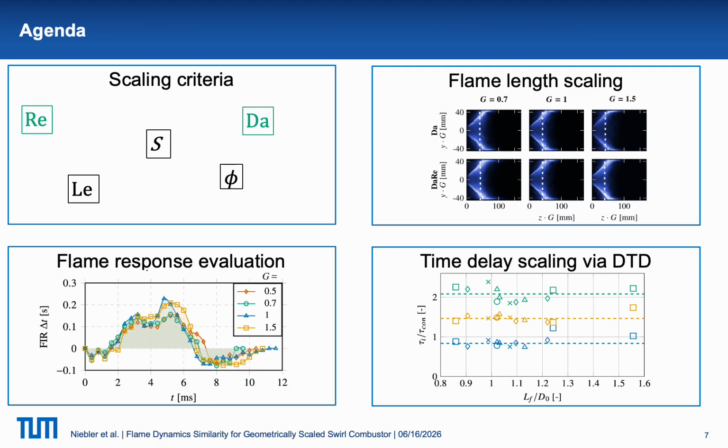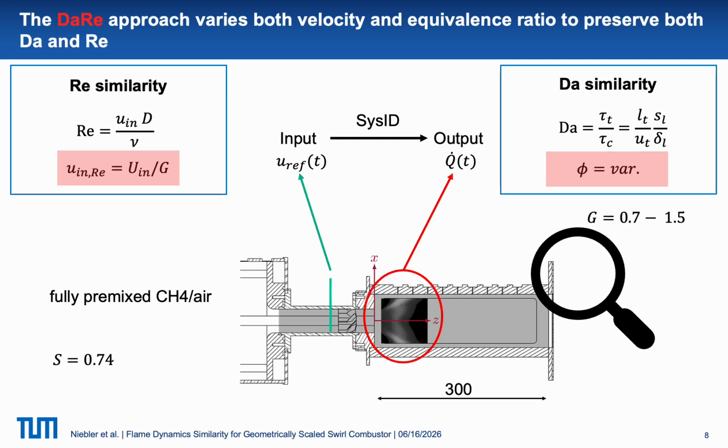Just keep the Damköhler and Reynolds number the same at the same time. The easiest way to do so is to change the velocity in a Reynolds fashion. That means that our new inlet velocity scales inversely proportional to our geometry, so by 1/g. This, on the other hand, changes the turbulent time scales, which appear in the Damköhler number. So we have to adapt the chemical time scales. In our case, we do that via the equivalence ratio in order to preserve the ratio of turbulent time scales to chemical time scales. So in other words, to preserve the Damköhler number.